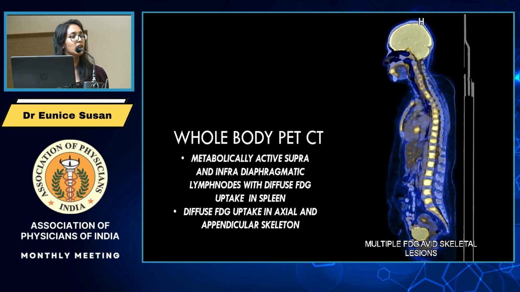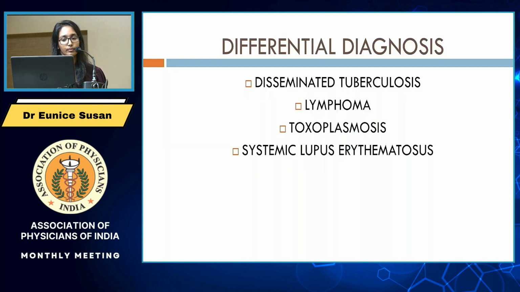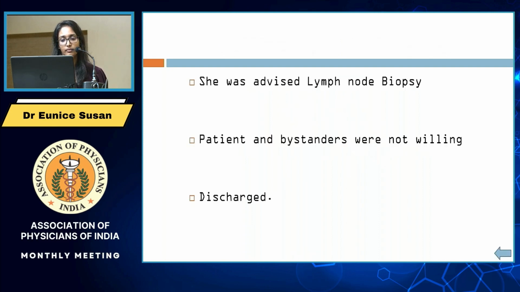We had at this time given an option to the patient for a whole body PET CT to look for any other lymph node involvement. PET CT showed metabolically active supra and infradiaphragmatic lymph nodes with diffuse FDG uptake in the spleen, and diffuse FDG uptake in the axial and appendicular skeleton also. At this point, our differential diagnosis again was disseminated tuberculosis, lymphoma, toxoplasmosis, or systemic lupus erythematosus. So at this time, the patient was advised a lymph node biopsy. However, since the patient and patient party were not willing for the same, they were discharged at request.